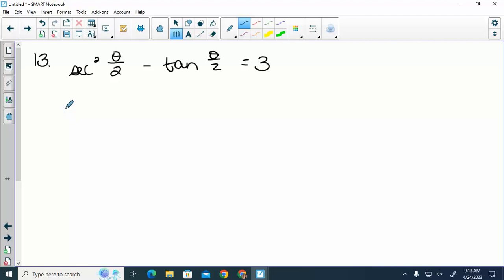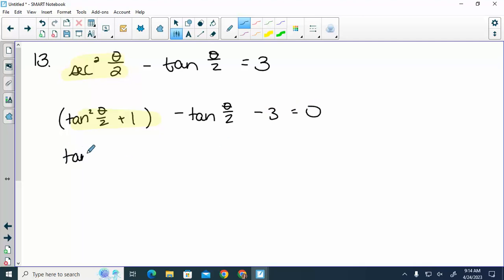That first one: tangent squared minus 1 plus 1, tangent squared theta over 2 plus 1. So this is from our Pythagorean identity. And that was helpful because my other trig function is a tangent. So I'm going to subtract over my 3 and combine my terms, and we get tangent squared theta over 2 minus tangent theta over 2 minus 2 equals 0.